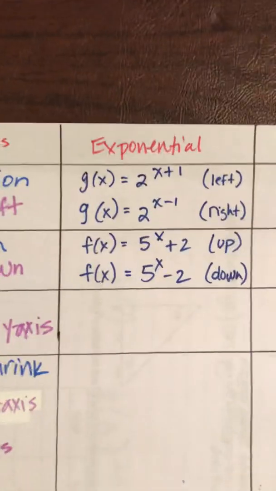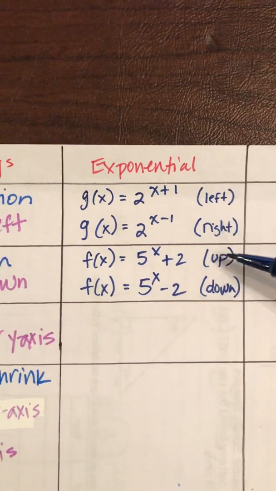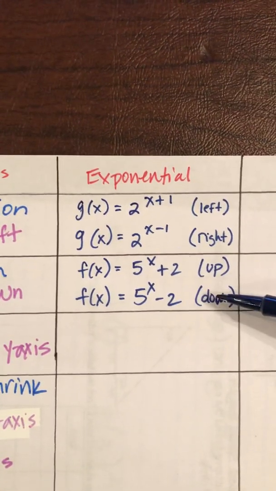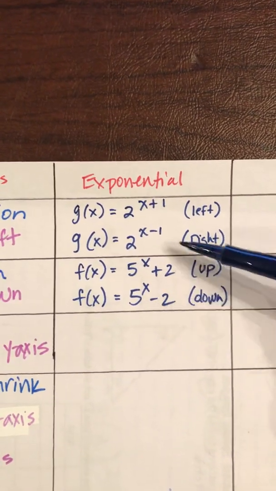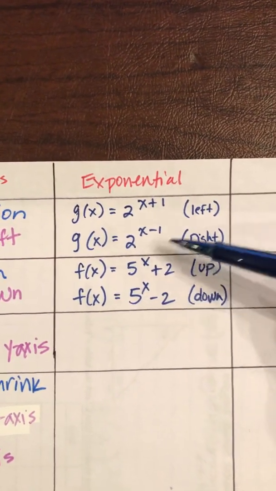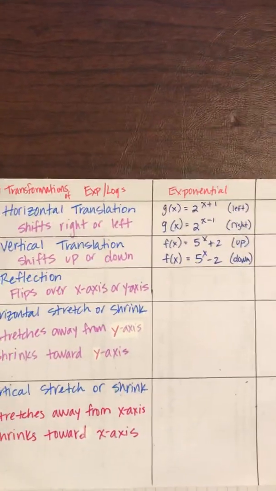What's important there is your k value follows the pattern you think it should. If it's plus, it moves it up. If it's negative, it moves it down. And just remember that your k value is also what we're going to use as our asymptote when we graph our exponentials.